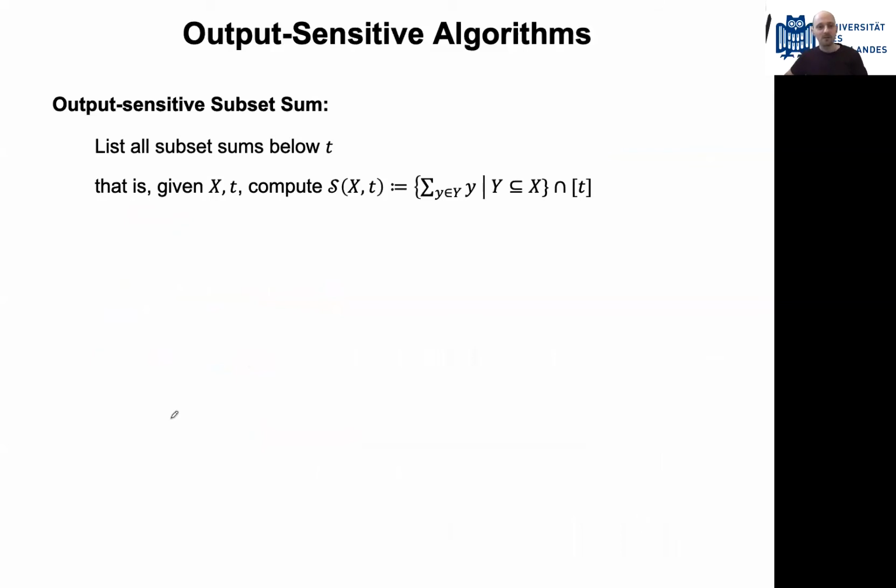Now, today I will talk about output-sensitive algorithms for subset sum. What do I mean by that? So I mean that we are given an instance X and a threshold t, and we want to list all subset sums of X that lie below the threshold t. Or in other words, given X and t, we want to compute this set here, S of X and t. These here are all the subset sums of X, and now we are only interested in the ones that lie below t.